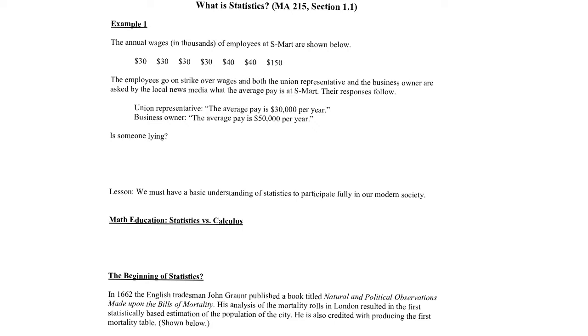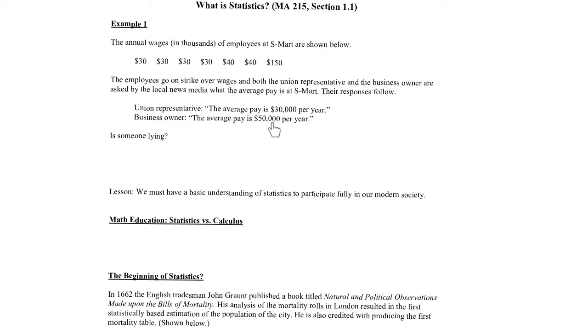And let's say these employees go on strike. You've got the smallest union in the world, but they go on strike over wages, and both the union rep and the business owner are asked by the local news media what the average pay is at S-Mart. You've got a couple responses. The union rep says the average pay is $30,000 per year. The business owner says the average pay is $50,000 per year.